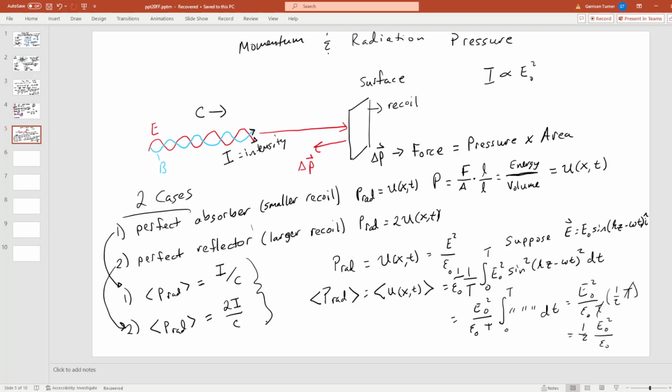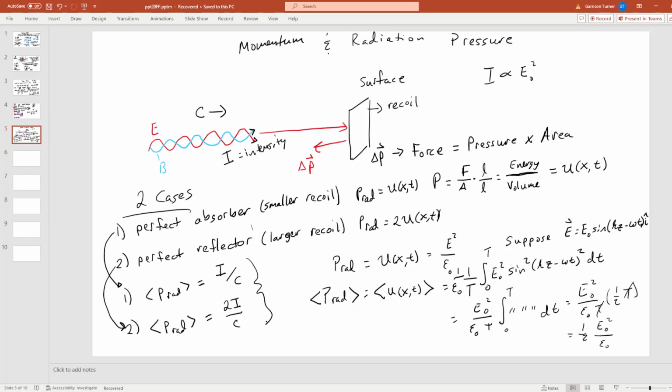And then the c comes in for unit purposes. Okay, but the upshot is that if you're given the intensities, then you can immediately calculate what the radiation pressures are going to be. Okay, so you actually don't have to go through this time average process. It's kind of built into the problem solving algorithm, if you will.